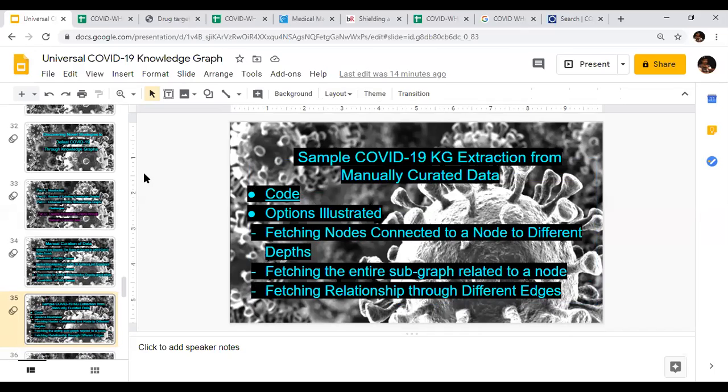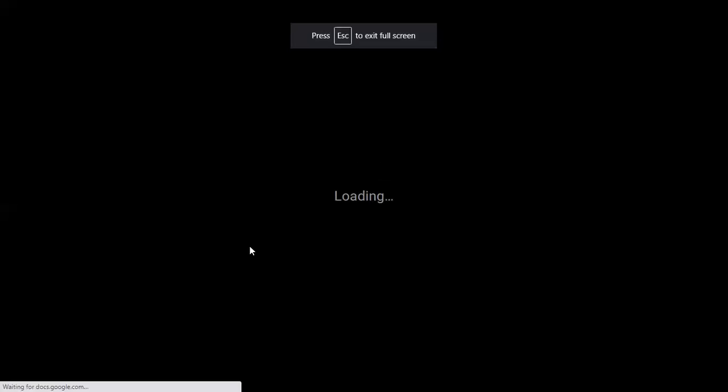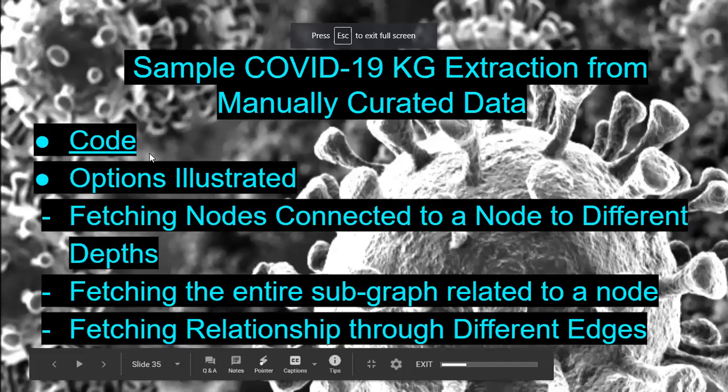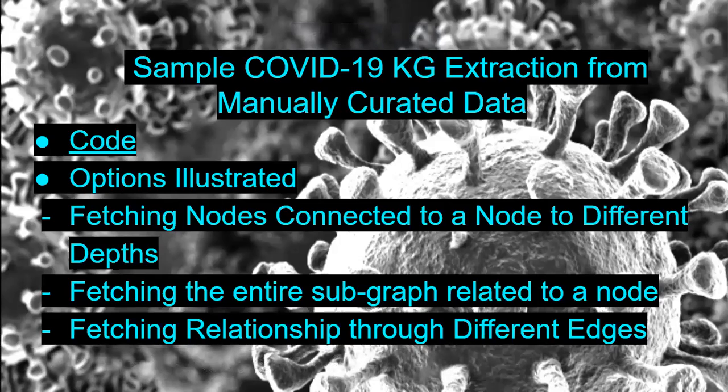In my next slide, I'm going to show you the code which is being used to plot knowledge graphs based on this curated data set. In this code, there will be different options. This code is meant to explain some of the things we can do with this curated data set. Particularly, I have illustrated functions showing how we can fetch all the nodes connected to a given node from a data set.